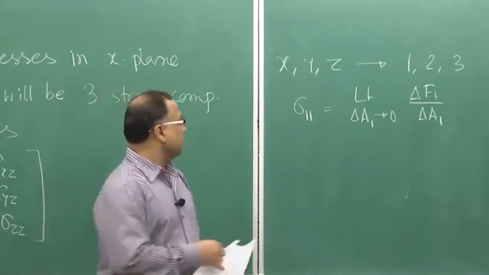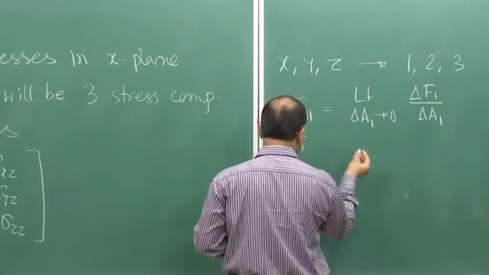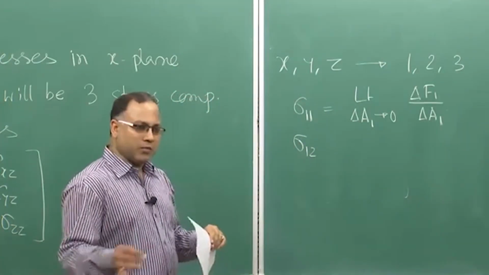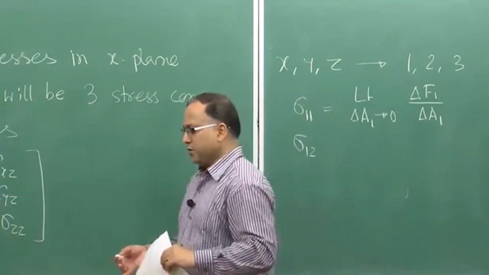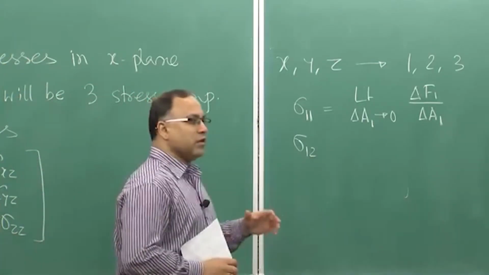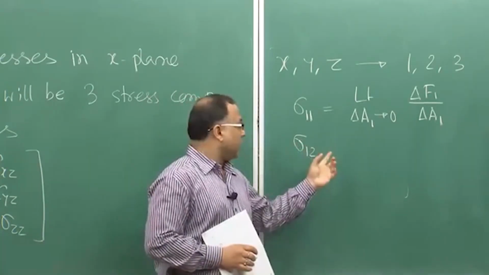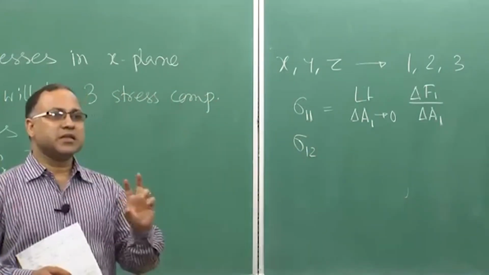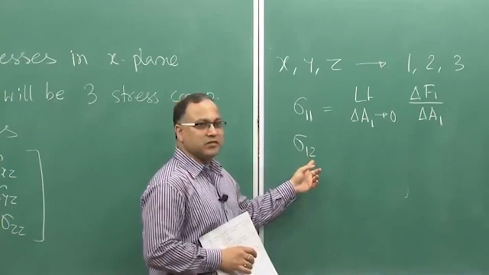Similarly, I can write, now instead of tau, I am writing sigma. There is no problem, because in the index notation, when you write your computer code or go through an advanced level mechanics course, you will see that everywhere stress is defined as sigma. Now, if the subscripts are the same, then that is normal stress. If the subscripts are different, then that is shear stress, okay. So, here your subscripts are different.